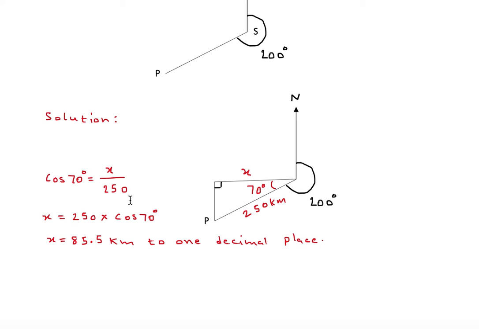Now we use trigonometry. So this is adjacent, this is hypotenuse. They make cos. So we write cos 70 is x, which we want to find, over hypotenuse, which is 250. Adjacent over hypotenuse. Now we times 250 by cos 70 to find x, and you type that in your calculator to get 85.5 kilometers to 1 decimal place.